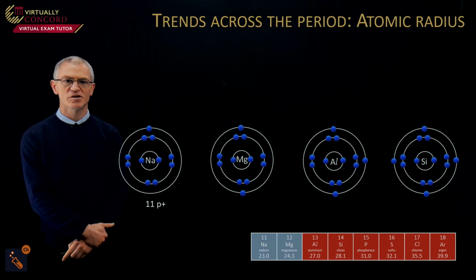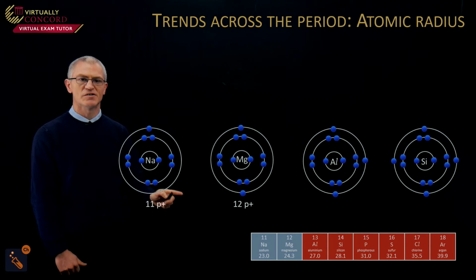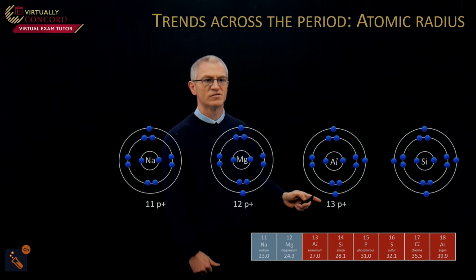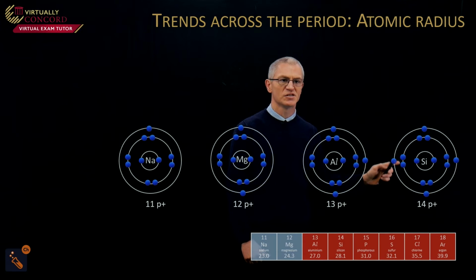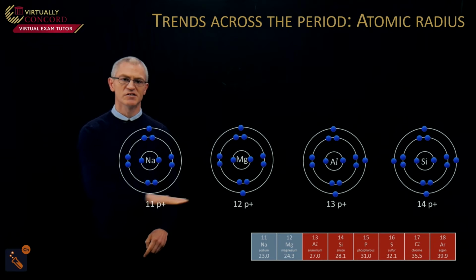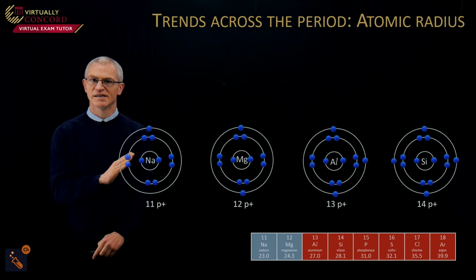If we look at our number of protons, though, we have 11 protons for sodium, then 12 protons for magnesium, 13 protons for aluminium, and 14 protons for silicon. So the proton number, or the atomic number, is going up, but the number of shells is staying the same.